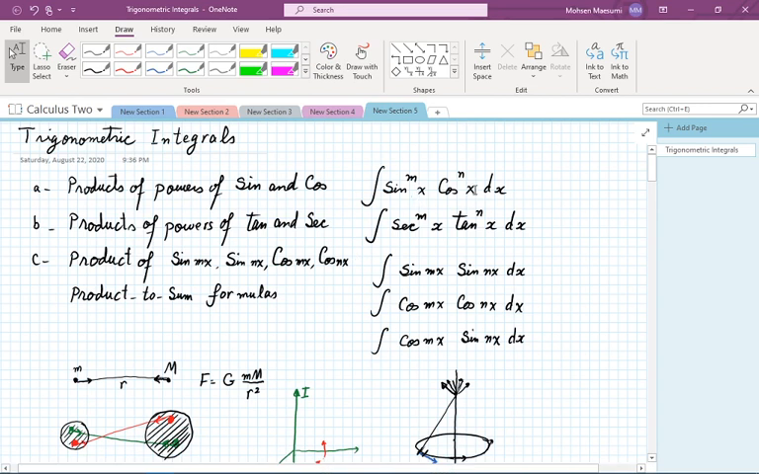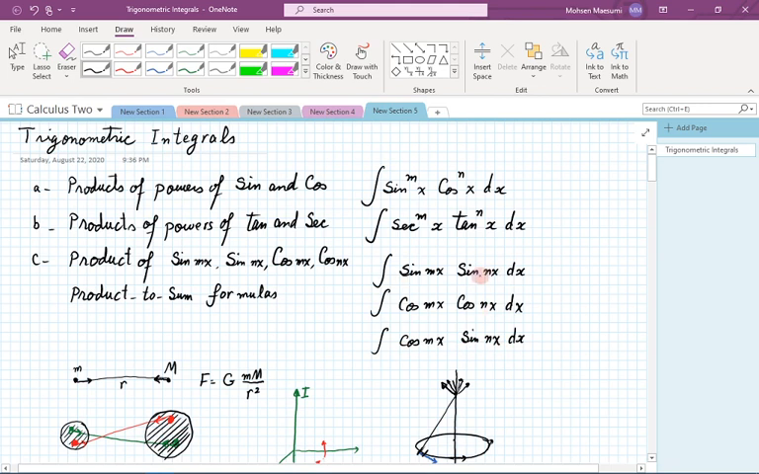Some of these had powers of trig functions, but the argument itself was a single x. Now, sometimes the argument has a multiple in it, but we don't have powers to worry about. So it could be a product of two sines, two cosines, or a sine and a cosine.